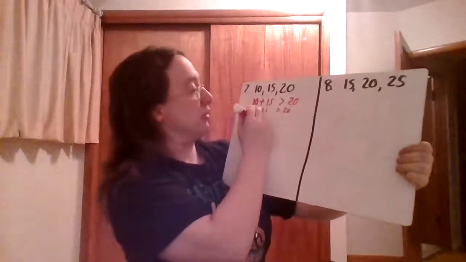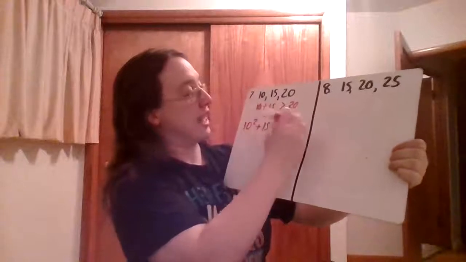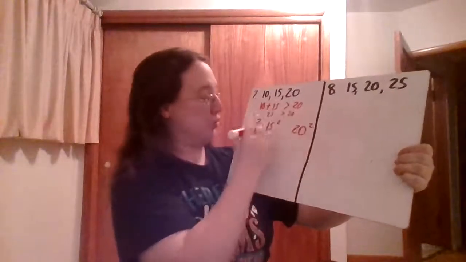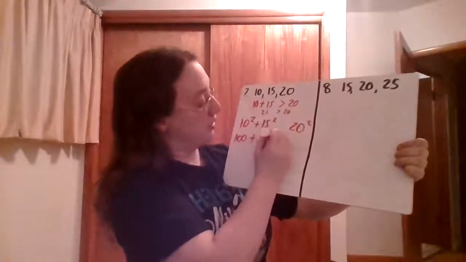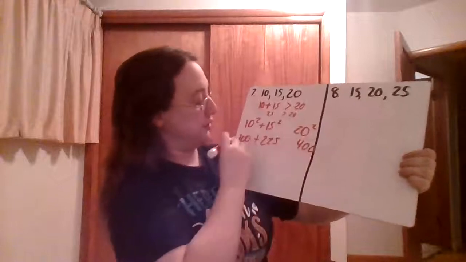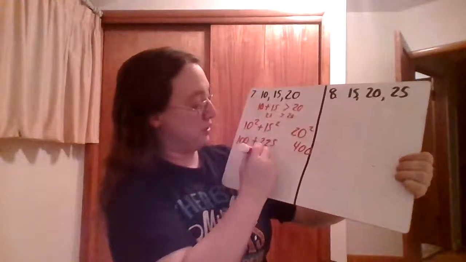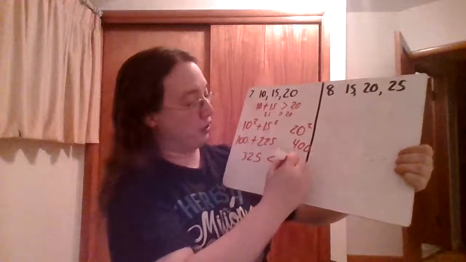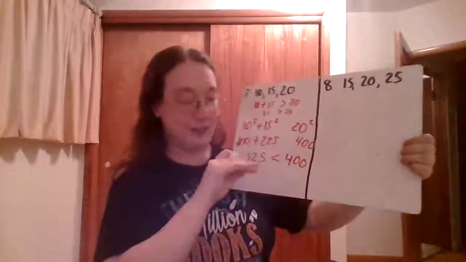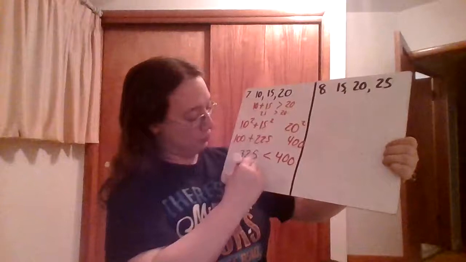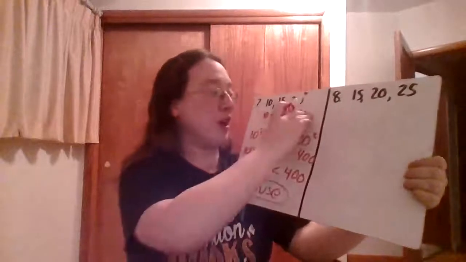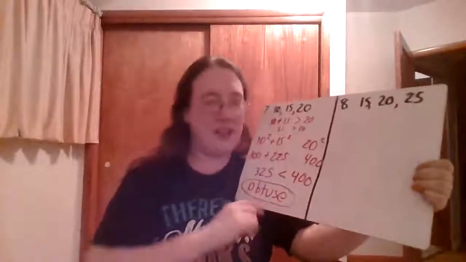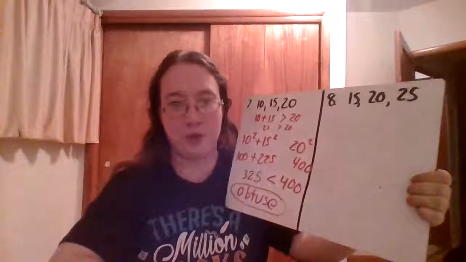So then we're going 10 squared plus 15 squared. And we want to know, is that less than, greater than, or equal to 20 squared? 10 squared is 100. 15 squared is 225. 20 squared is 400. 100 plus 225 is 325, which is less than 400. So if a squared plus b squared is less than c squared, that makes this obtuse. Okay, so it is a triangle, and it is obtuse. And as long as you've got the obtuse or the acute part circled, I'll assume that you know it's a triangle. Okay, and one more of these.